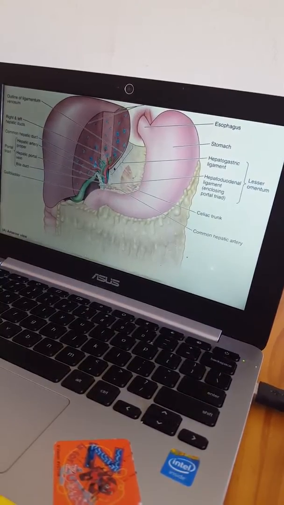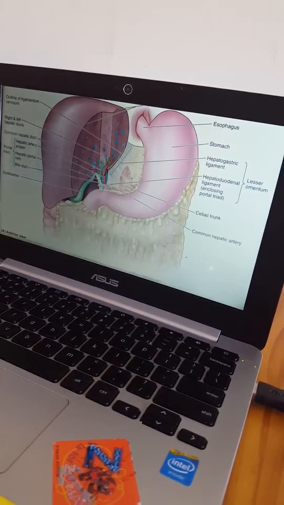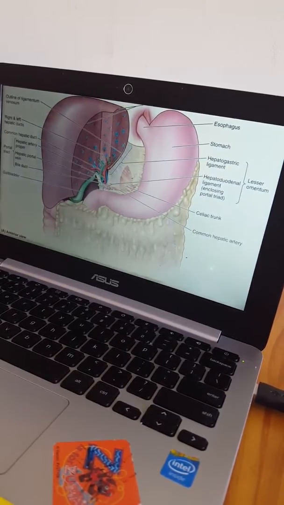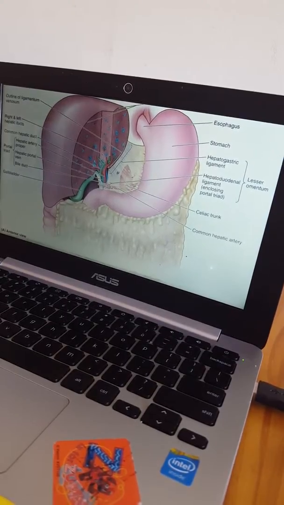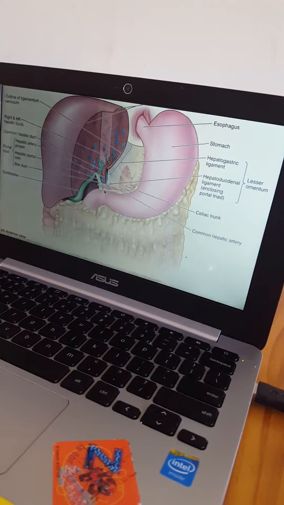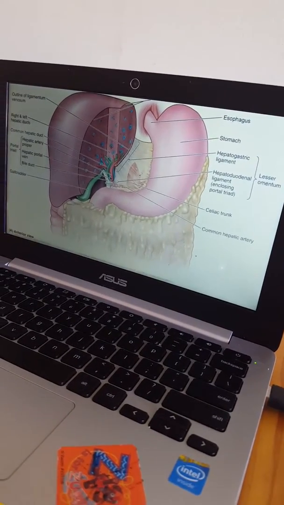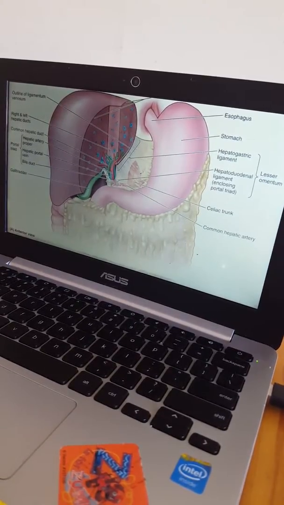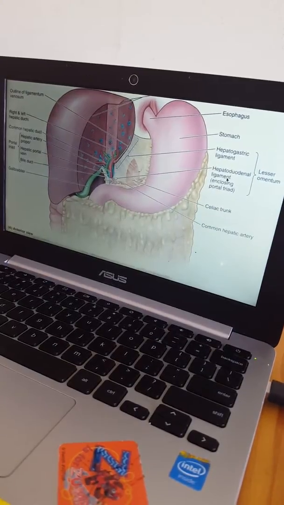This is the lesser omentum connecting the liver and the stomach. So there are two parts. One part is attaching the liver and the lesser curvature of the stomach, and one part is attaching to the duodenum. So the lesser omentum is made by two parts. Sometimes we can consider it as one part because it is almost connected. So this part becomes ligament-like. We call it the hepatoduodenal ligament.